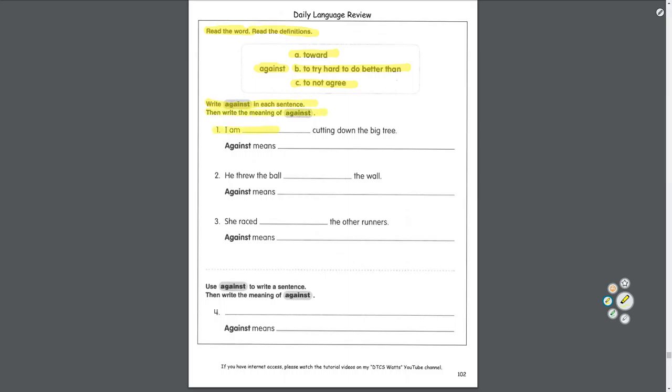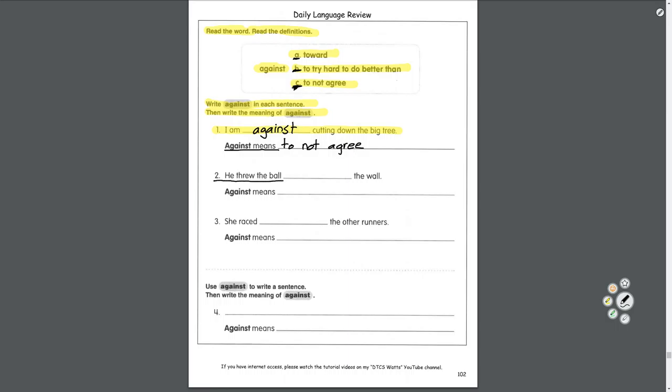Number one, I am against cutting down the big tree. I am against cutting down the tree. Against means toward, to try to do better than, or to not agree. So if you're against cutting the tree down, you don't agree. So, to not agree.